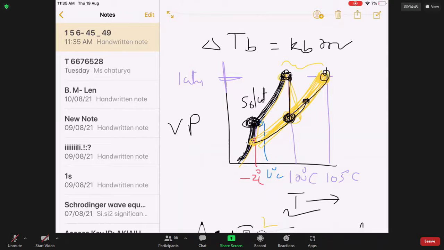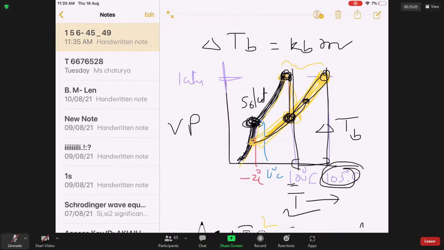Only at this temperature, say 105, its vapor pressure is equal to 1 atmosphere. So pure water is boiling at 100 degrees, your solution is boiling at 105. The difference between these two is called elevation in boiling point. This elevation in boiling point depends on the lowering in vapor pressure.